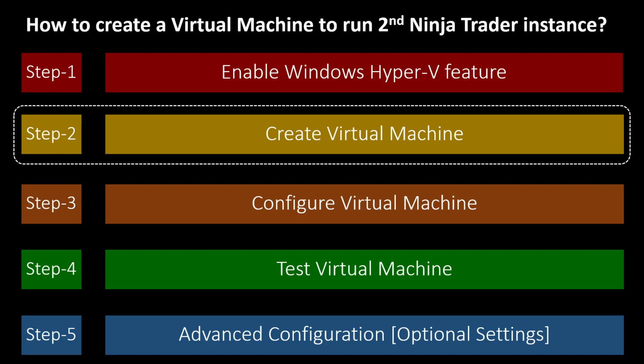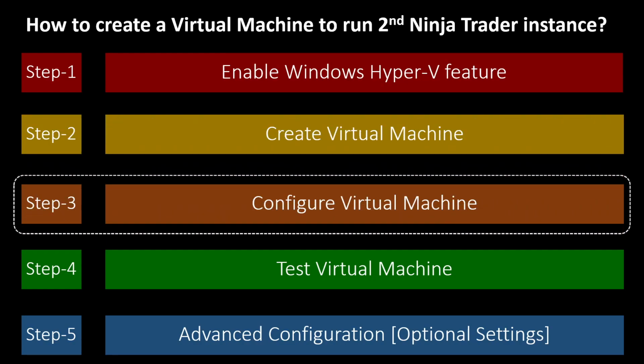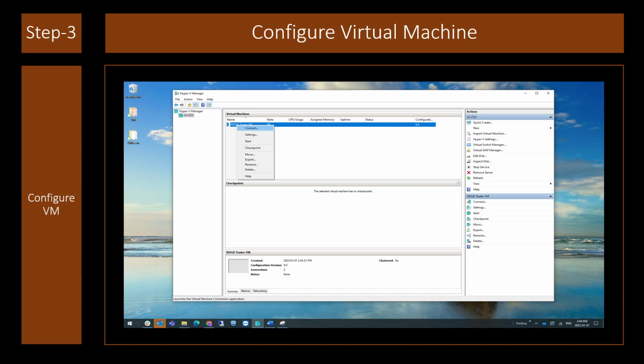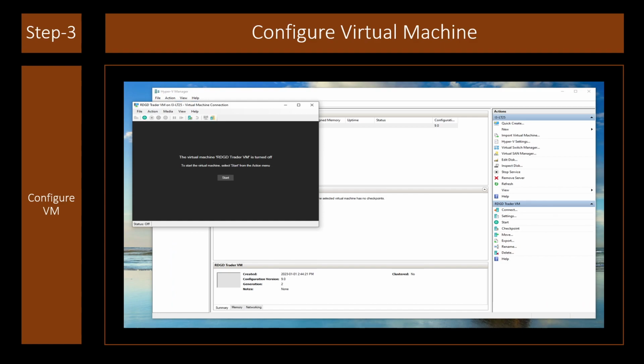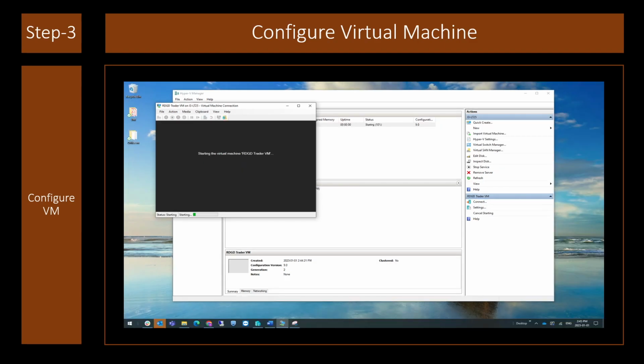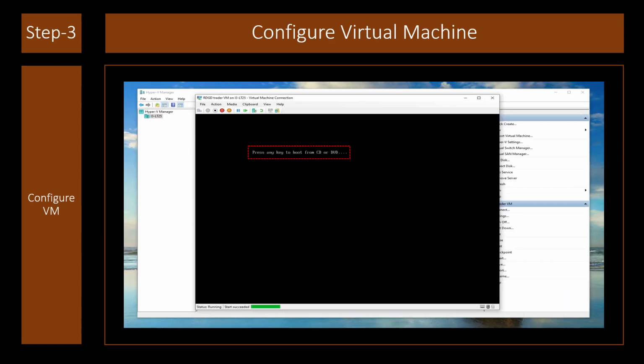Now we move to step 3, which is to configure your VM. Here we are going to install Windows image on the VM you just created. Right click on the VM and select connect. A window will open where your virtual machine will load. Click on start. The VM starts to load.